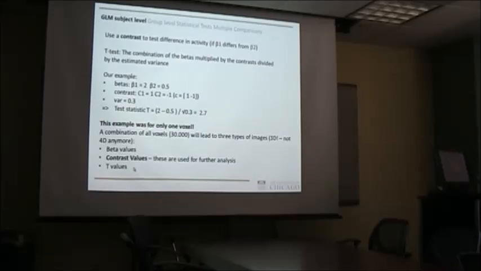And the statistical reason is that in your t-statistics you're dividing by your variance, and at later group level analysis you want to incorporate variance across subjects, and therefore you use the contrast values. So we'll talk about that a little later.